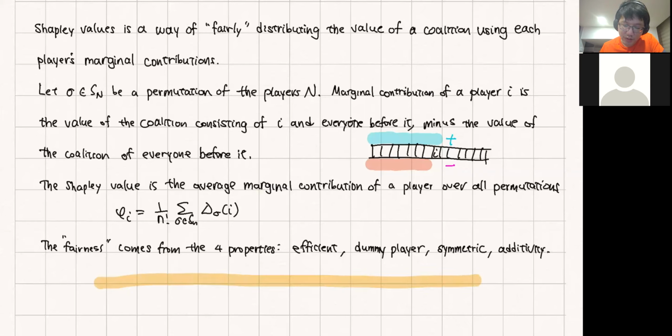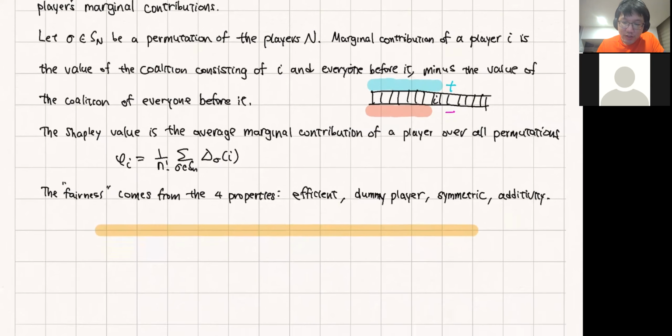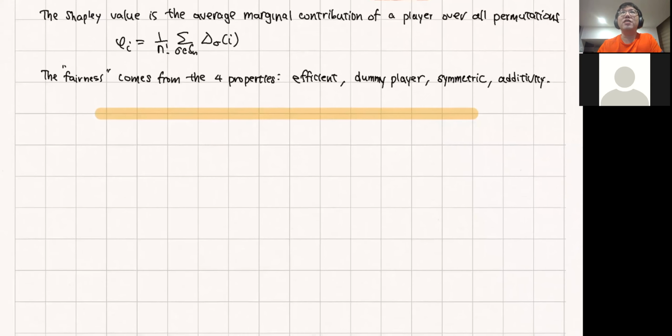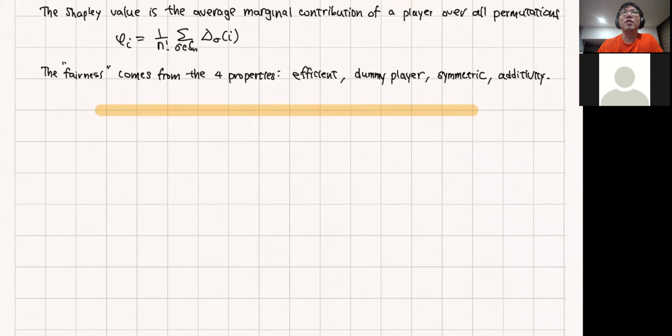All right, so that's the basics of Shapley values. Okay. All right, so let's see if we can do a problem with Shapley values. Okay, so this is going to be a little bit harder. Okay, so here's a problem.